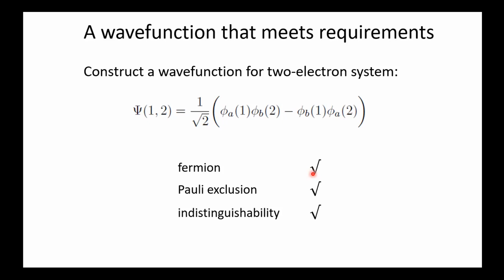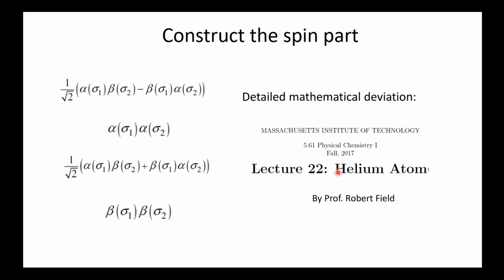So I just repeat again, the three requirements: it is a fermion, it should obey the Pauli exclusion, and the electrons should be indistinguishable. By having this kind of spatial wave function, we now satisfy all the physical requirements. So at least we can do something that may not be 100% accurate, but at least the physics makes sense. Okay, so then we can go ahead.